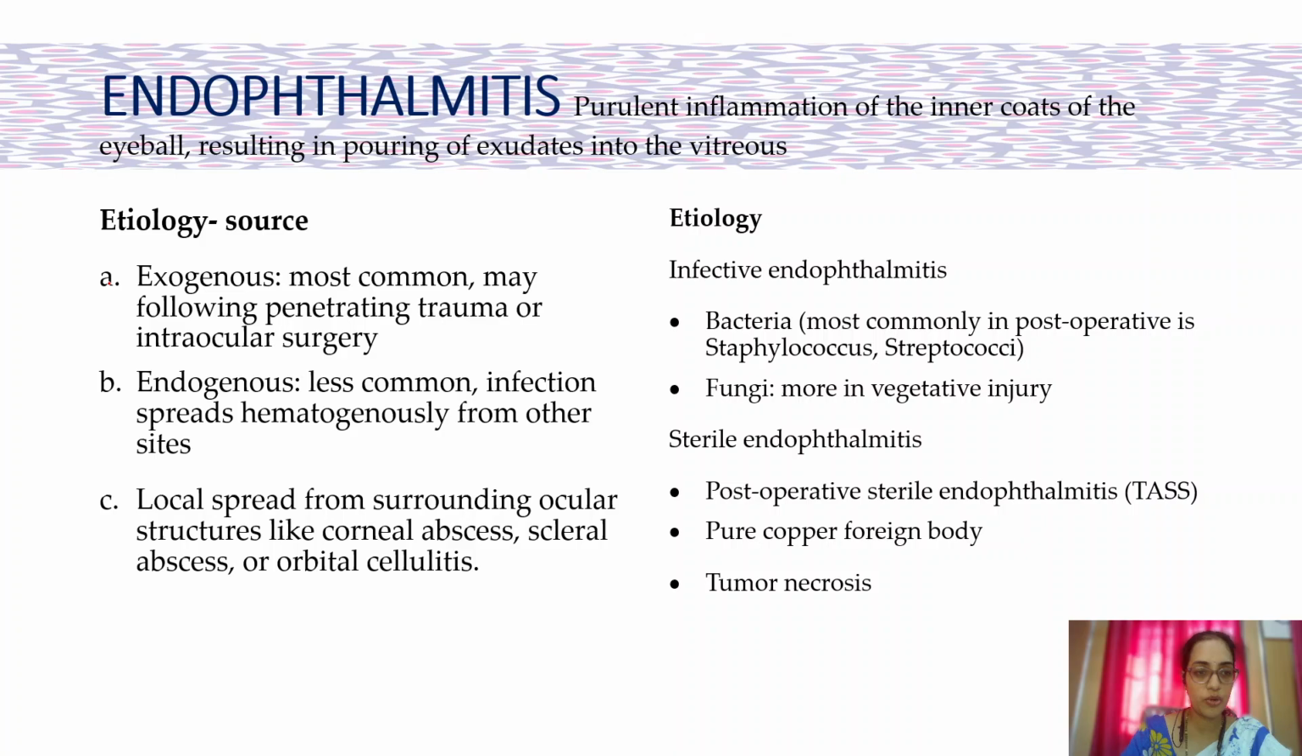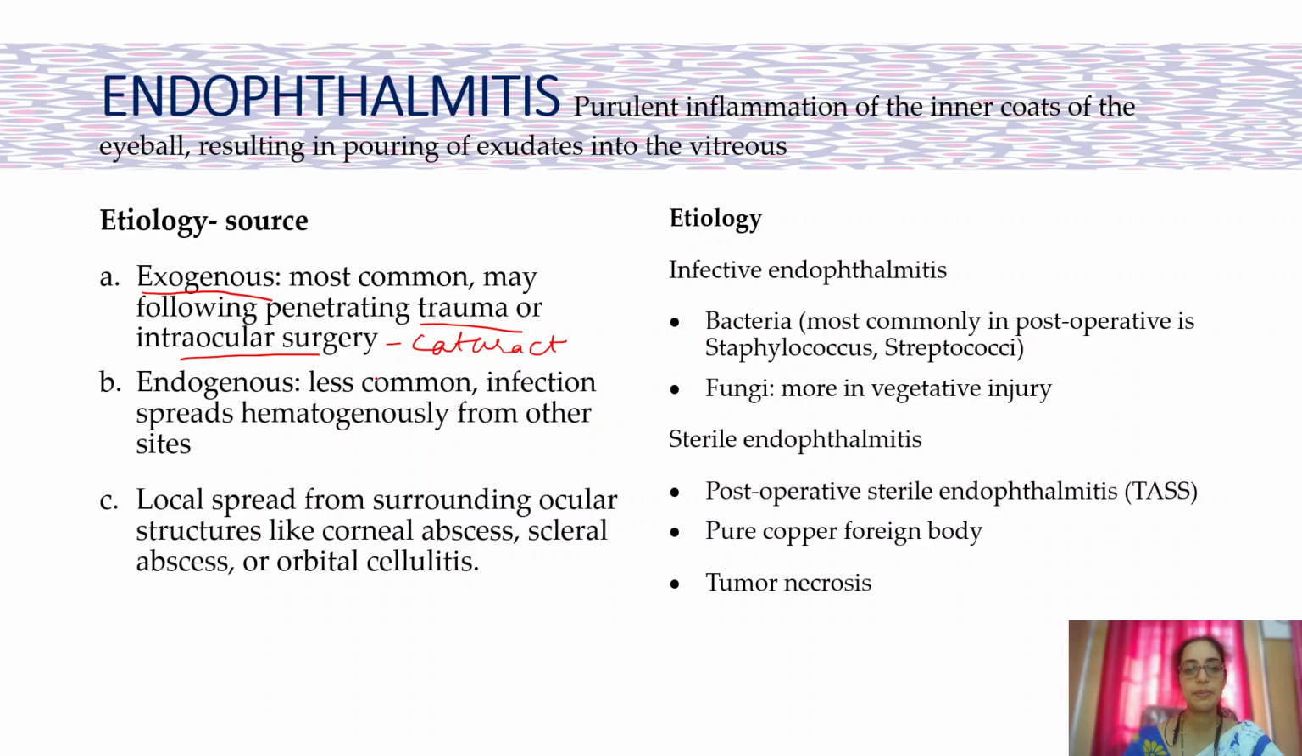Okay, so what are the causes? The most important and most common cause is exogenous endophthalmitis. So whenever someone says endophthalmitis, we always assume it is exogenous unless we specify. So it is the most common, and trauma and intraocular surgery are the most common causes of endophthalmitis. So cataract, as it is the most common type of intraocular surgery performed, is the most common cause of exogenous endophthalmitis. However, it can occur following any type of intraocular surgery.